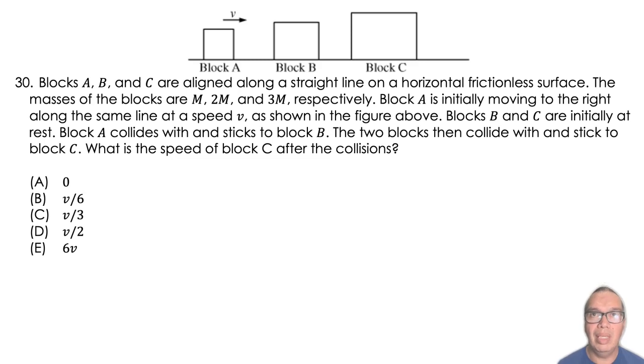Blocks A, B, and C are aligned along a straight line on a horizontal frictionless surface. The masses of the blocks are m, 2m, and 3m, respectively. Block A is initially moving to the right along the same line at a speed v, as shown in the figure above. Blocks B and C are initially at rest.